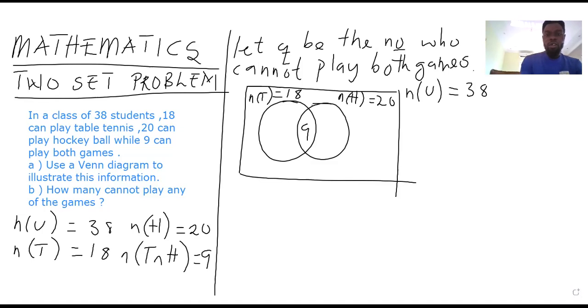Okay. And then let Q be the number who cannot play both games. So Q will be here, right? Q will be there. Good.